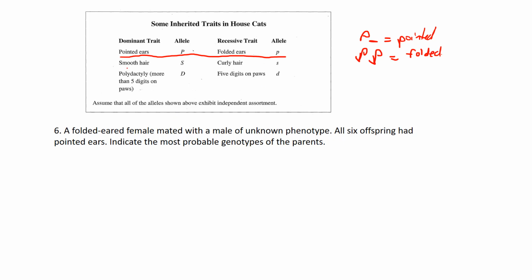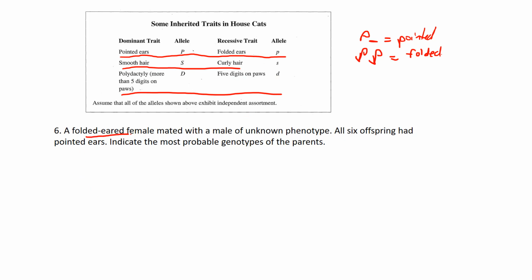Okay, now let's take a look at this question. We can do the same for the other ones, right? There's smooth hair or curly hair. And the other one is a condition called polydactyl. You're going to see this again when we look at pedigrees. Polydactyl is extra digits on the paws of the cat. So this is actually dominant. This is an example where the disorder is dominant to the recessive, normal. So if it's normal, it has five digits on the paws with a little d.